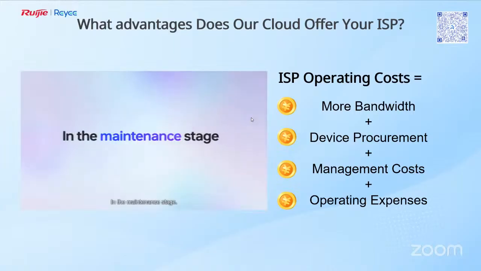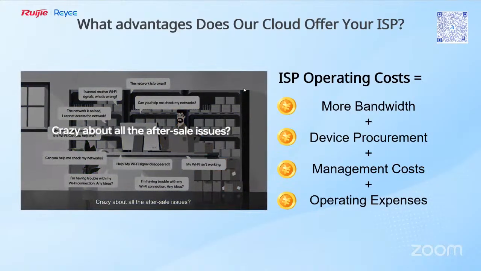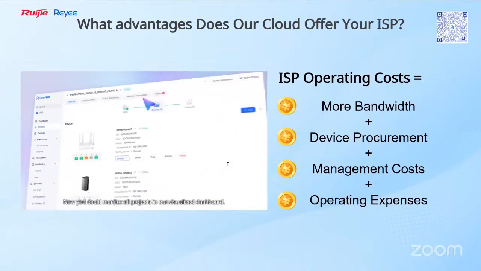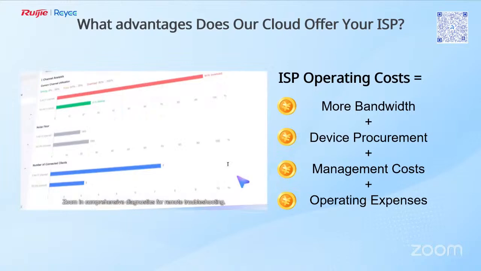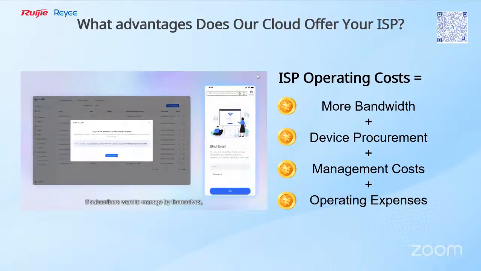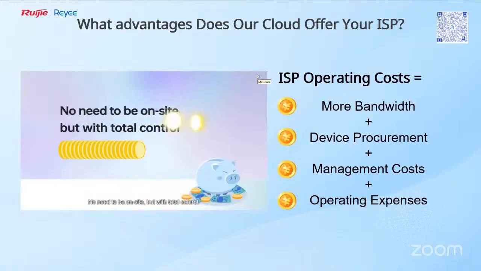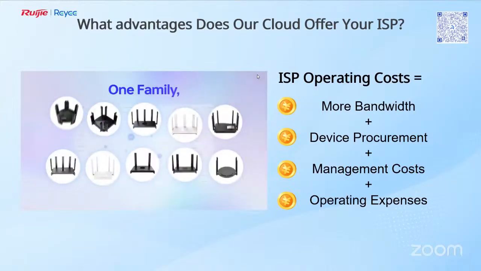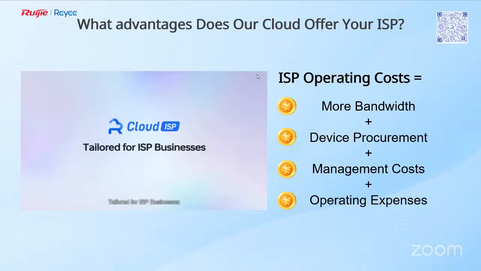In the maintenance stage. Crazy about all the after-sale issues? Now you can monitor all projects in our visualized dashboard. Zoom in comprehensive diagnostics for remote troubleshooting. If subscribers want to manage by themselves, directly share the link to authorize them. No need to be on-site, but with total control. One family, one cloud. Ruijie Cloud ISP, tailored for ISP businesses.